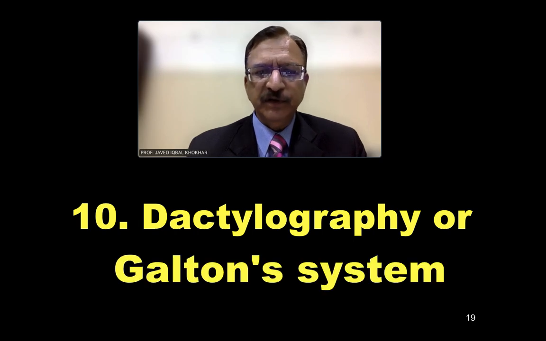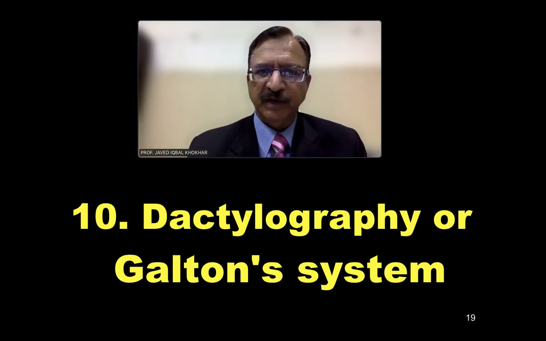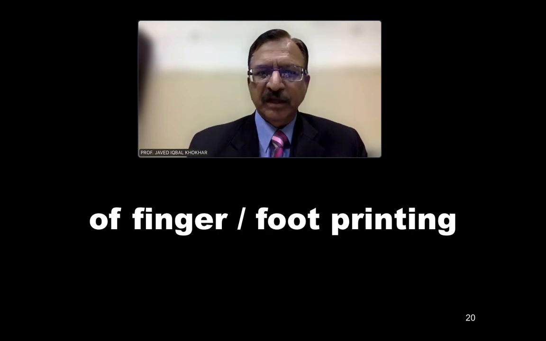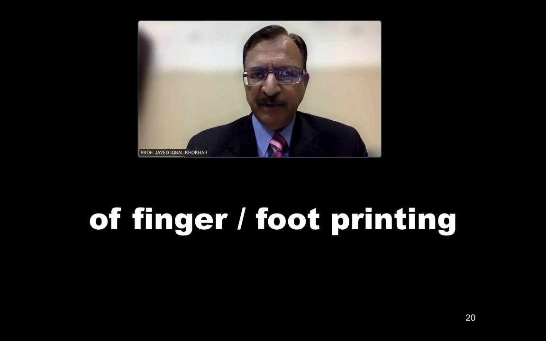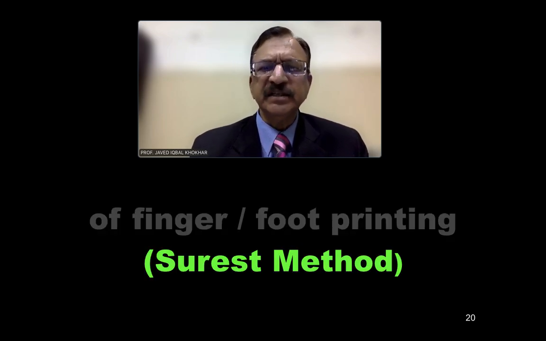Then dactylography or the Galton's method, this is the method of fingerprinting. There are two methods, the Galton method and the dactylography. Dactylography is the fingerprinting, and the Galton system is another method of identification. So these prints are basically of the finger pads, fingerprints, and it can also be the footprinting. And this is the surest method of identification.